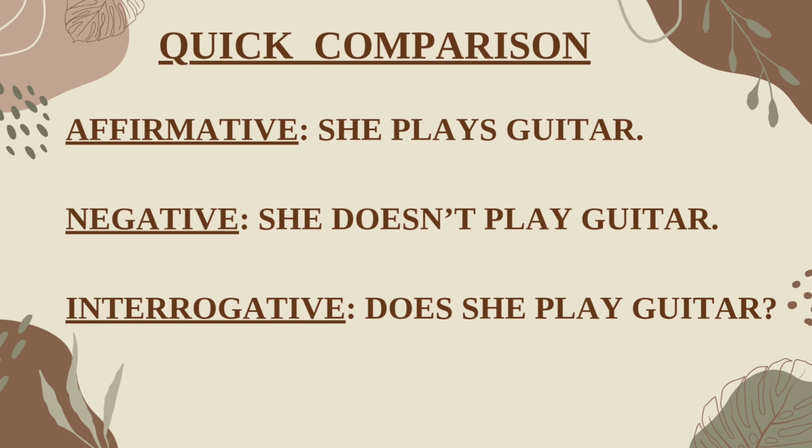Let's have a quick comparison. Affirmative sentence: She plays guitar. Negative sentence: She doesn't play guitar. Interrogative sentence: Does she play guitar?